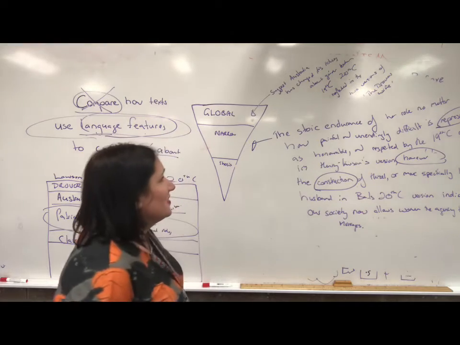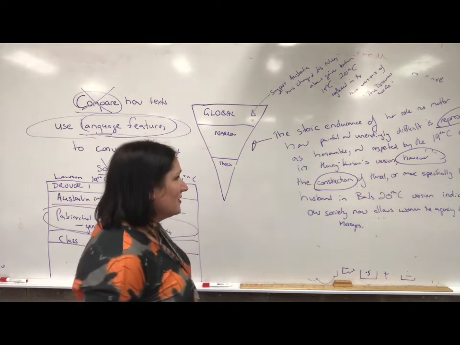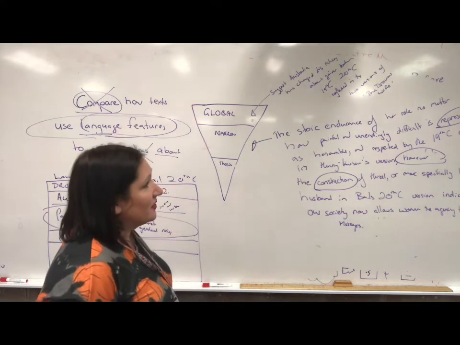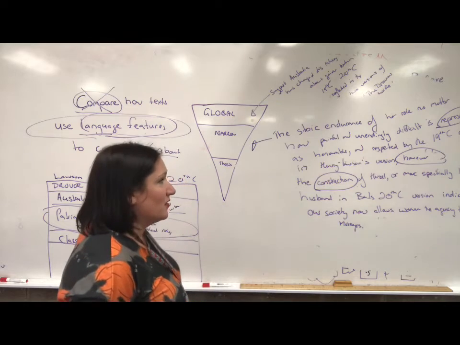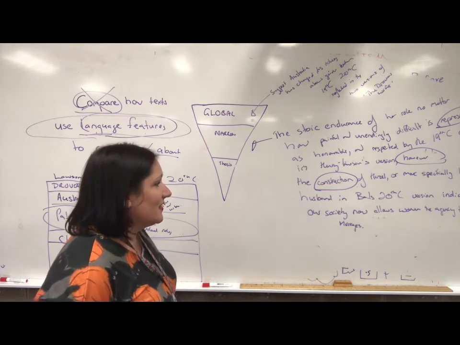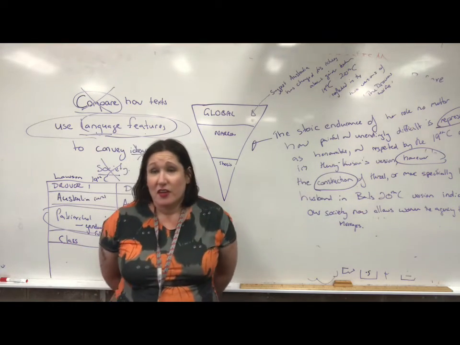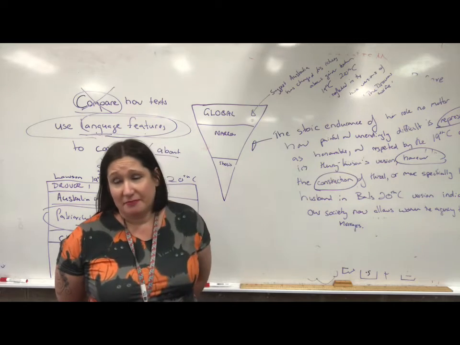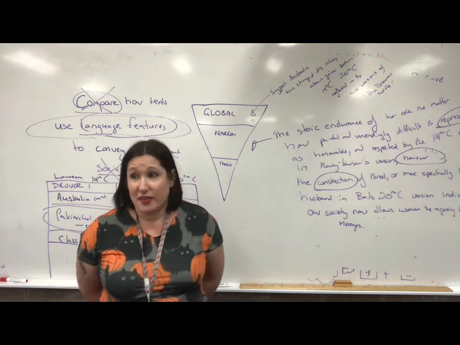The stoic endurance of her role, no matter how painful and unendingly difficult, is represented as honourable and respected by the 19th century readers in Henry Lawson's version. However, the construction of Hazel, or more specifically her husband in Bale's 20th century version, indicates our society now allows women the agency to leave unhappy marriages. Two separate ideas I've presented, because the texts have two separate ideas about marriages and unhappy marriages.